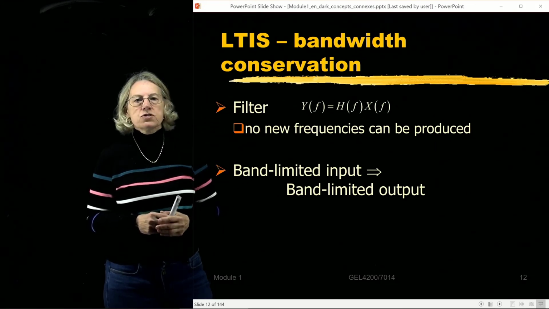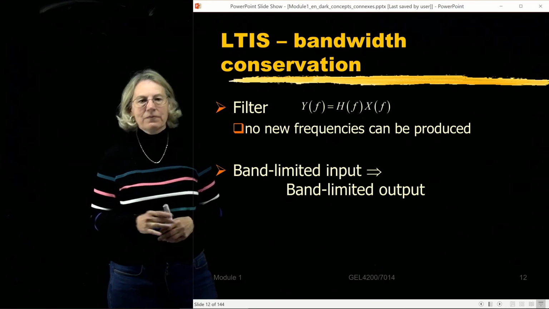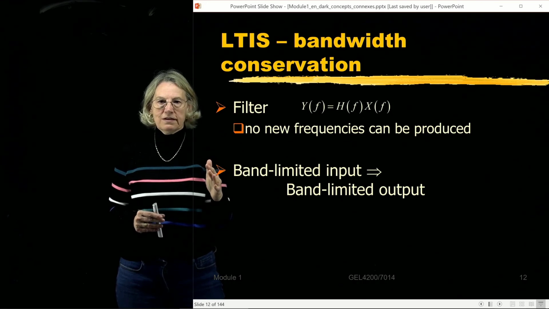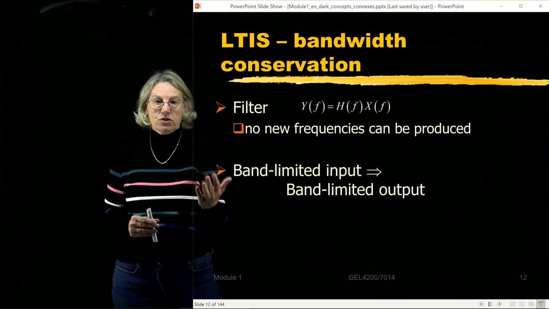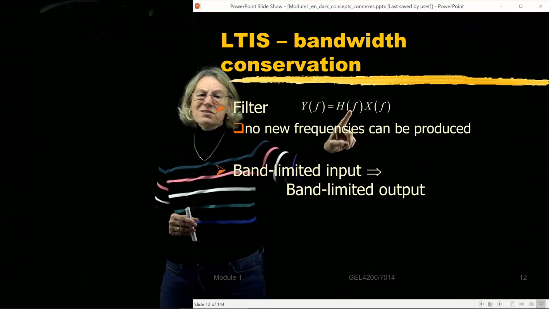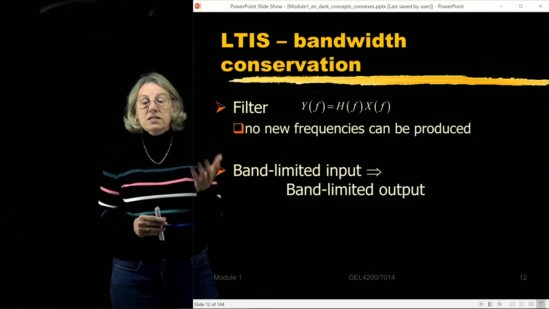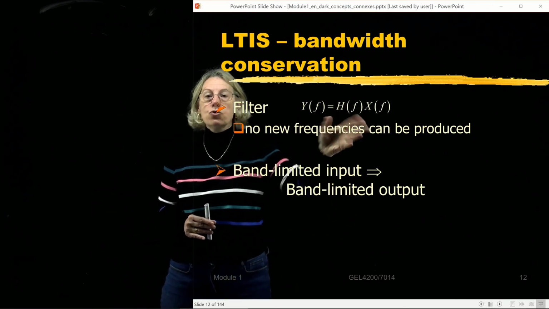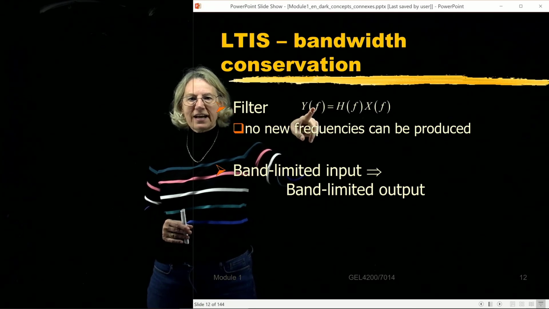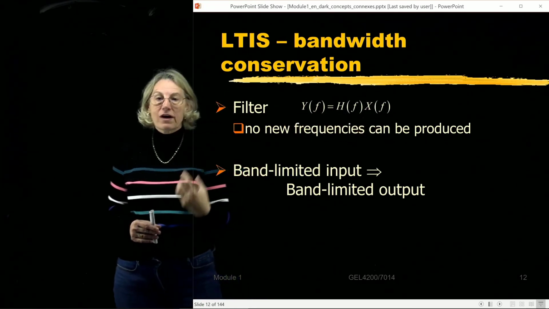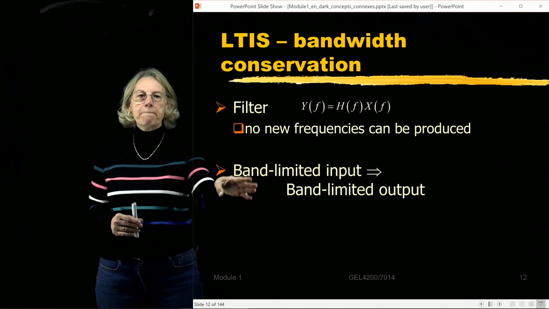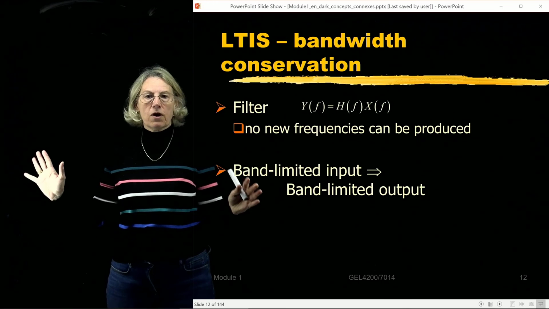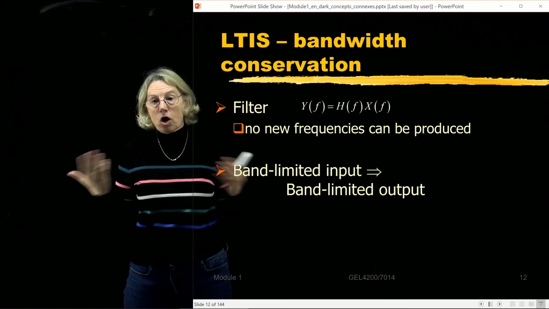Fourier transform. So in this case, that means if X of f is 0 for a certain frequency, if X of f has no content at a certain frequency, then it doesn't really matter what my system does. It's going to be multiplied by 0, so the output's going to be 0. So that means that no new frequencies can be created. The only frequencies I can have at the output were frequencies which were already present at the input. That means if I have a band-limited input, an input which is limited to certain frequencies and 0 for other frequencies, the output will also be band-limited.